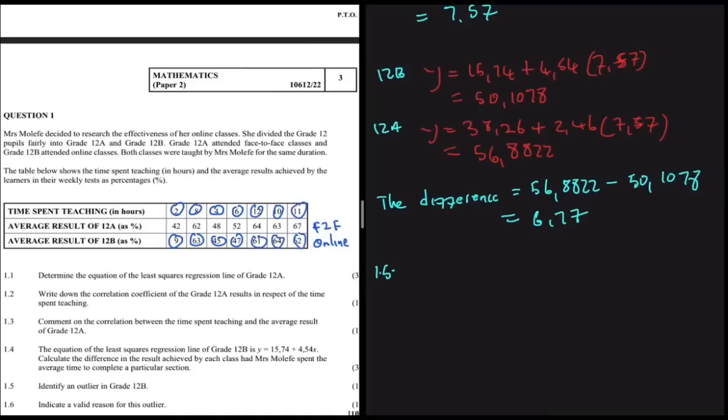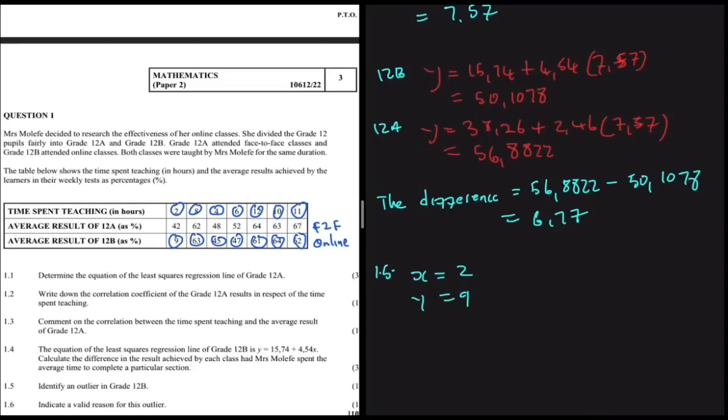You can see clearly here that for 12A, for 2 hours, we have 42%. So you can see that this 9% here is an outlier. It's very far away from all the other data points. So we can say that when X equals 2 and Y equals 9, that's where our outlier lies.